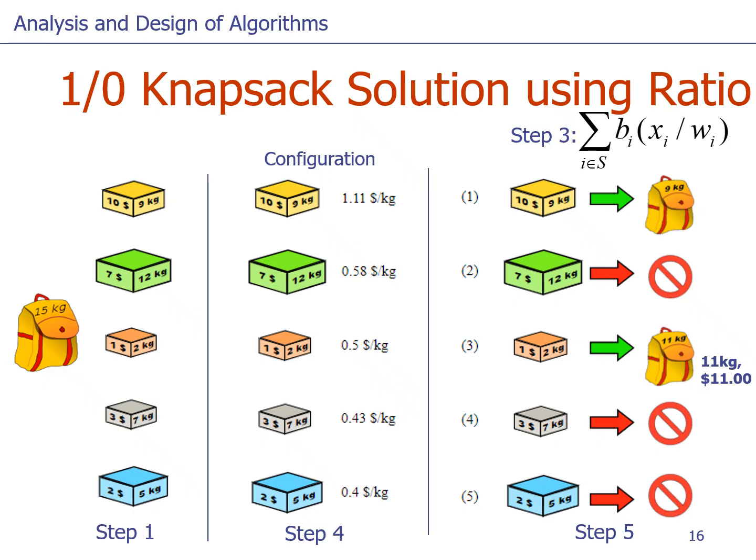I move on to the fourth item, and this is 7 kilos, so I cannot add it because I will exceed the maximum weight. I already have 11 kilos. If I add that one, it's going to be 18 kilos. It doesn't make sense because I can only add up to 15 kilos. The same thing for the fifth item for 5 kilos and $2. And consequently, the items I add to my knapsack to gain the highest value possible is the first item and the third item in my ordered list of items by value.